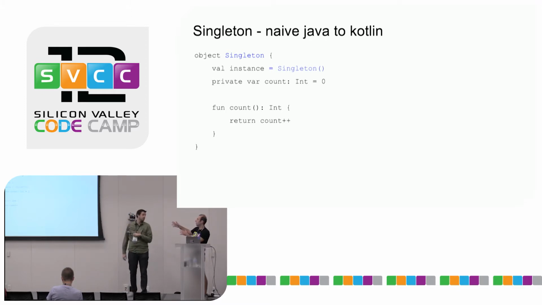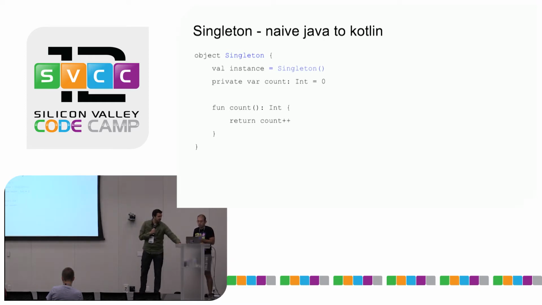So basically, this is what happens when we convert the Java code to Kotlin. Nothing added, and we didn't do anything to make use of the internal Kotlin stuff. Right, right. So we can see on the next slide.